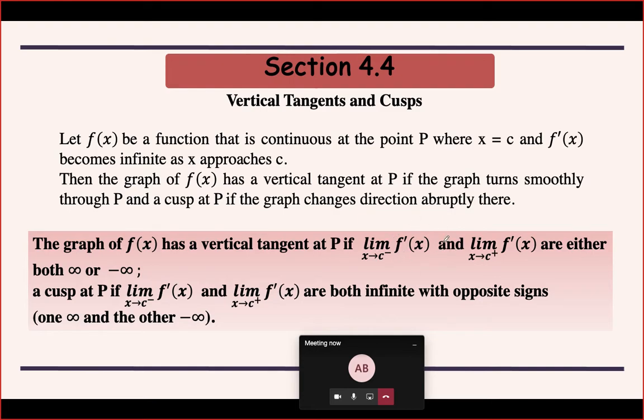So what you are doing is finding some c such that the limit as x approaches c from the left or right is an infinite limit. Basically, whenever a function has a vertical tangent at P, its derivative is going to have a vertical asymptote at that particular point. So if the derivative of the original function has a vertical asymptote, the original function is going to have a vertical tangent at that point. Is this relation clear to you?